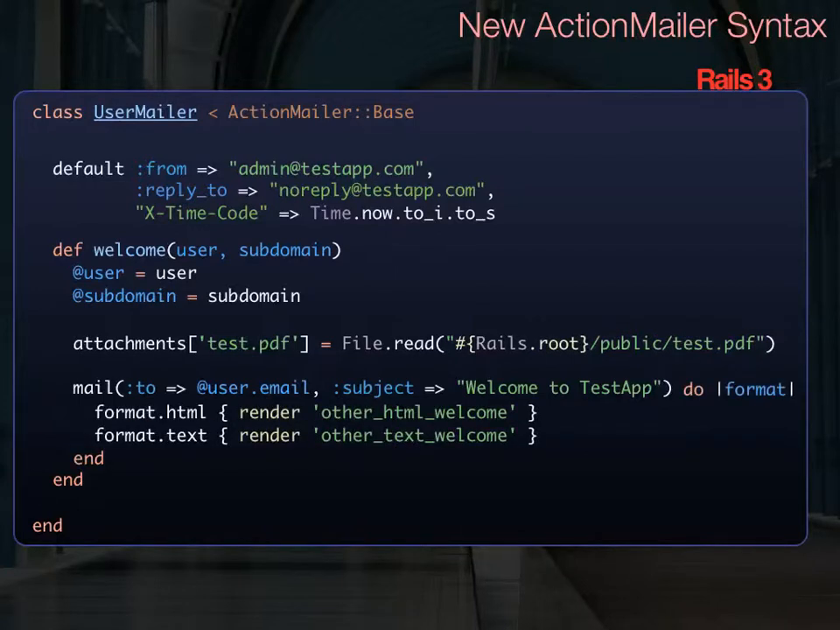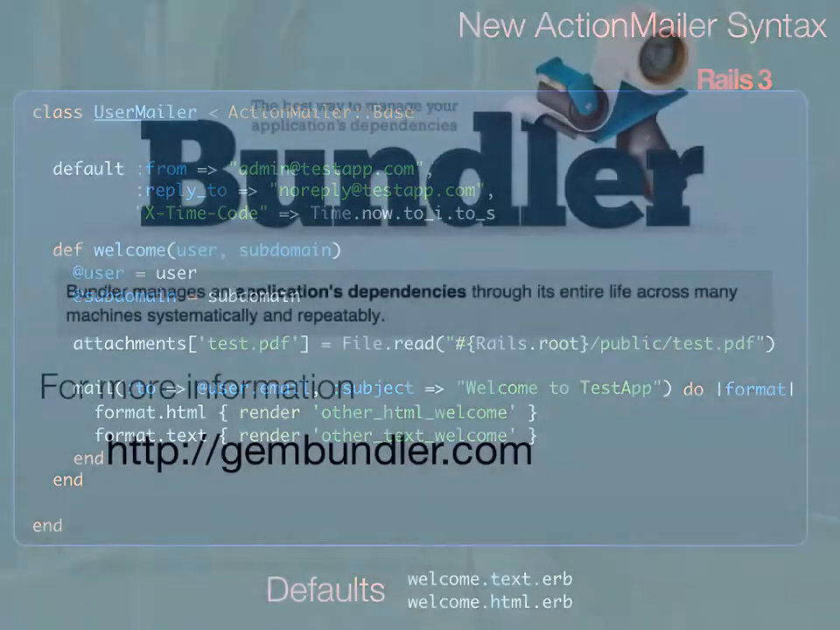Lastly, if we want to specify different templates for the email, maybe a different HTML template, a different text template, we can specify them here in a do format block. Of course, we'd only specify this if we didn't want to stick with the defaults. So if we already have a welcome.text.erb and a welcome.html.erb file, we don't have to specify this format block. It's going to properly create a multi-part email for us.